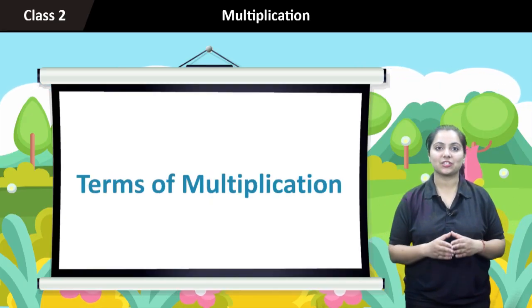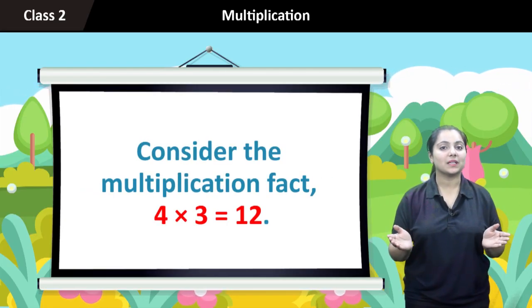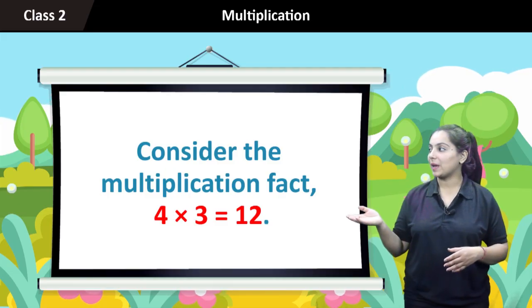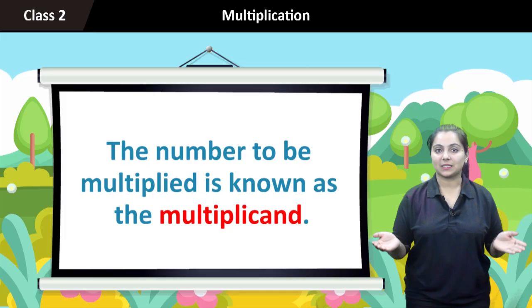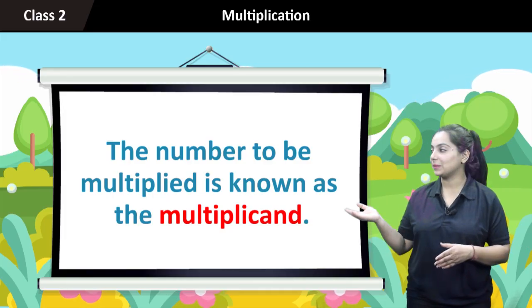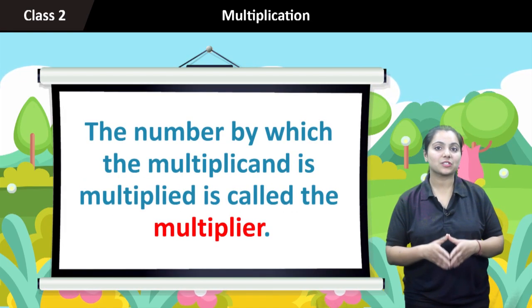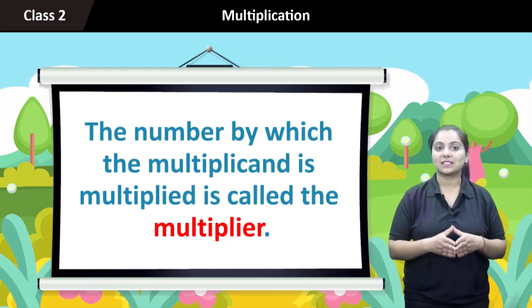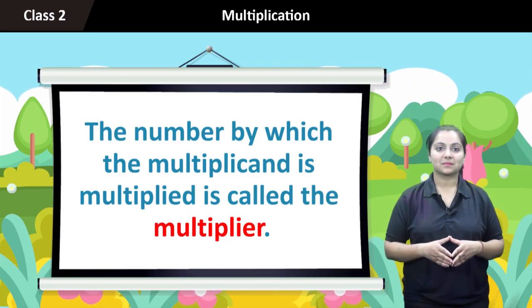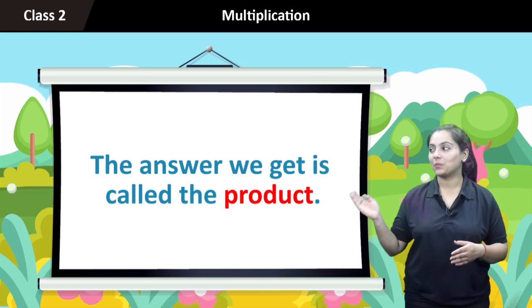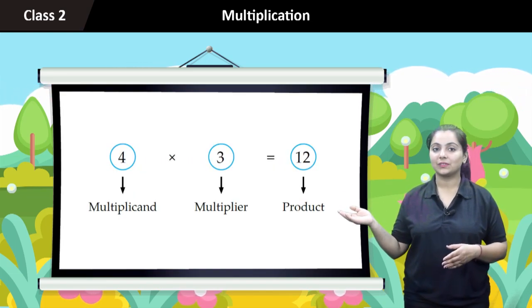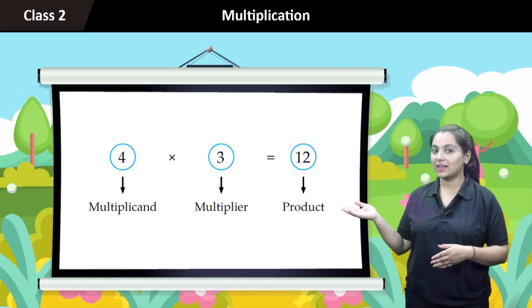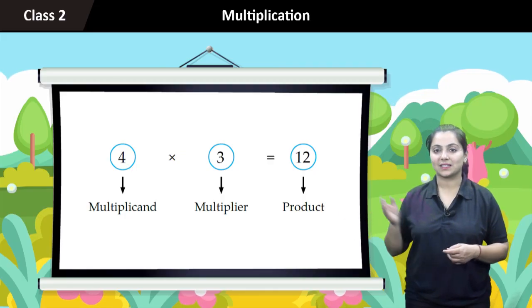Terms of multiplication. Consider the multiplication fact: 4 multiplied by 3 is equal to 12. The number to be multiplied is known as the multiplicand. The number by which the multiplicand is multiplied is called the multiplier. The answer we get is called the product. 4 multiplied by 3 is equal to 12. Here 4 is the multiplicand, 3 is the multiplier and 12 is the product.